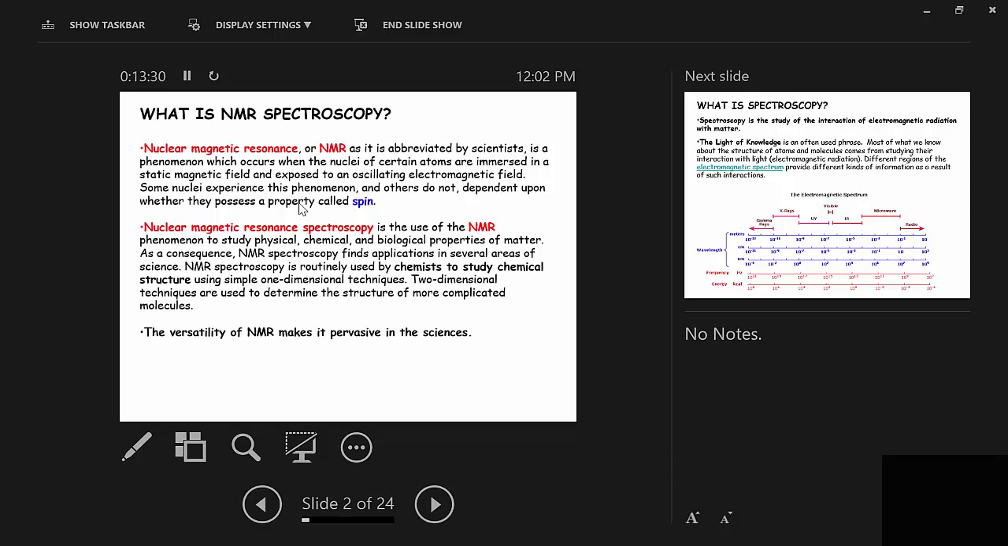Some nuclei experience this phenomenon, and others do not. It depends. Not all nuclei are spin 1/2. So deuterium is spin 0, so deuterium nuclei don't even act like magnets at all. So deuterium are invisible in nuclear magnetic resonance. There are a bunch of nuclei that are invisible. And not only that, they have different frequencies, so it depends on what radio waves you hit it with.